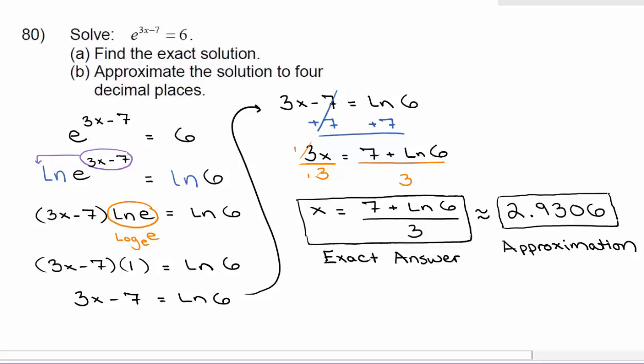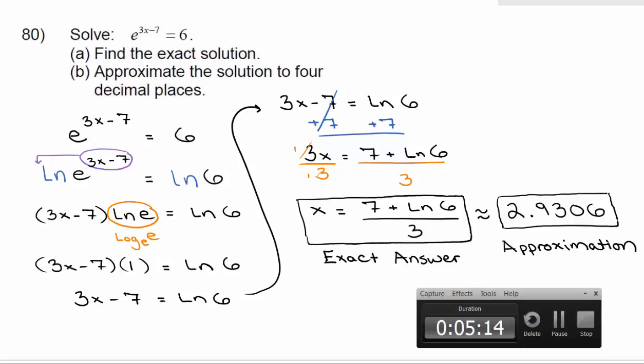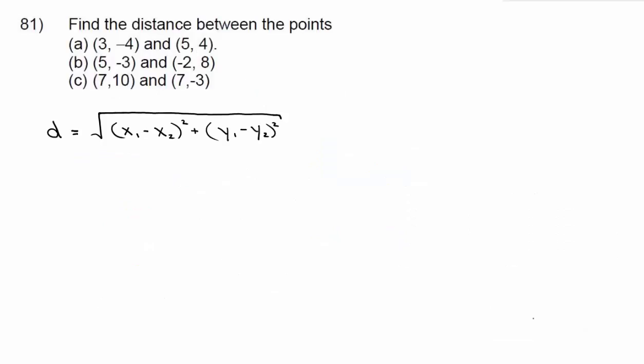And we're done. That's it for that problem. Let's go on to the next one. The next problem is number 81. It says find the distance between the points. There's three parts. There's three sets of points here.